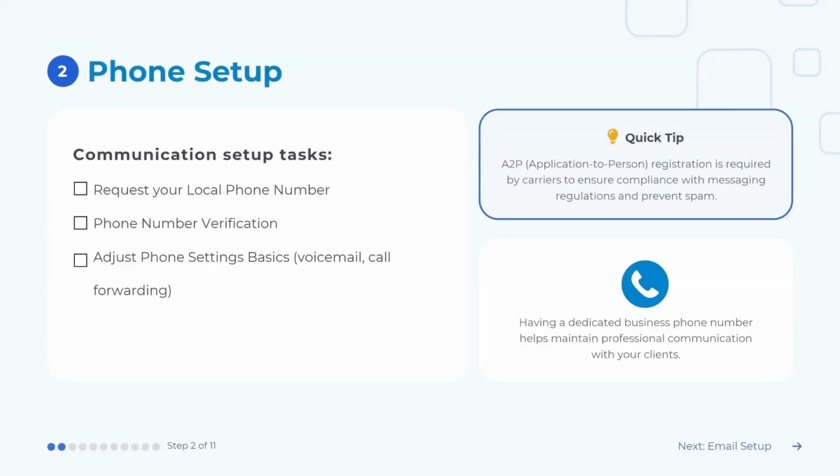That's application to person registration, which is required by carriers to ensure compliance with messaging regulations and prevent spam. This will be if you are planning to use your phone line for SMS or MMS marketing. So we're going to get you some homework for your A2P. We'll call it your A2P approval flight plan checklist.